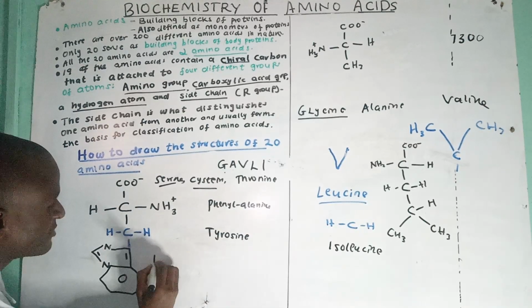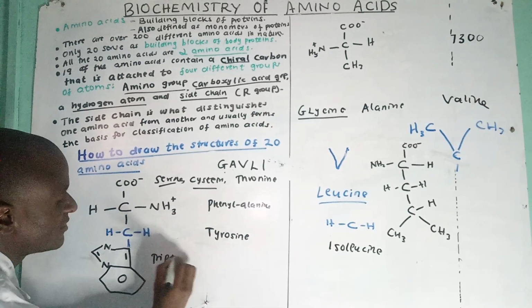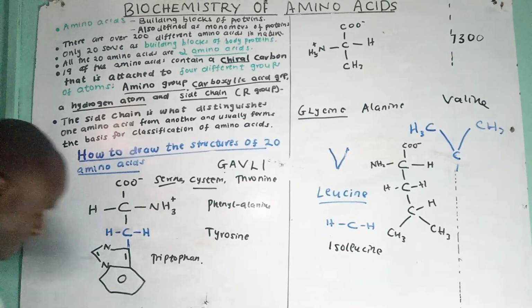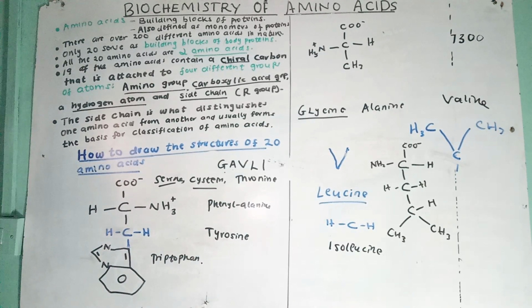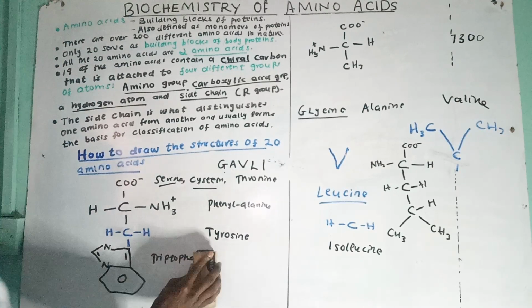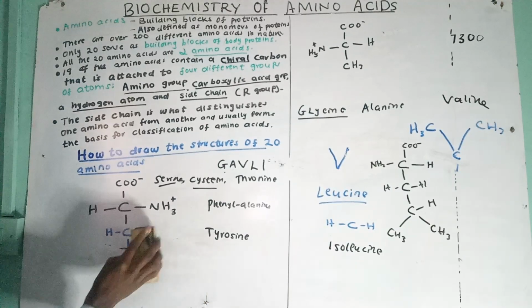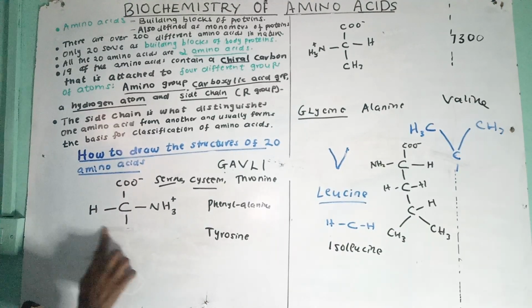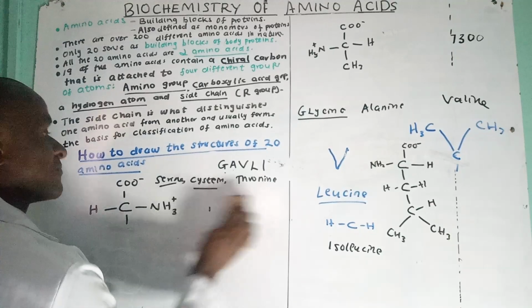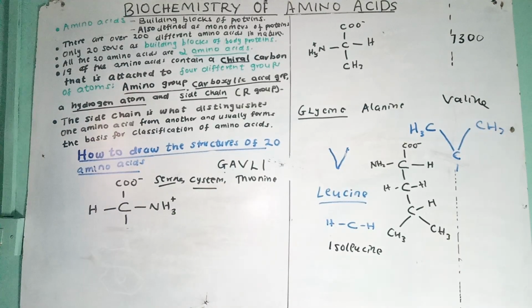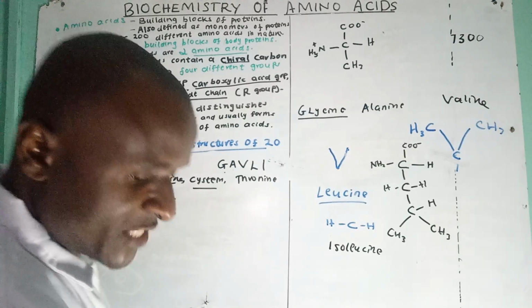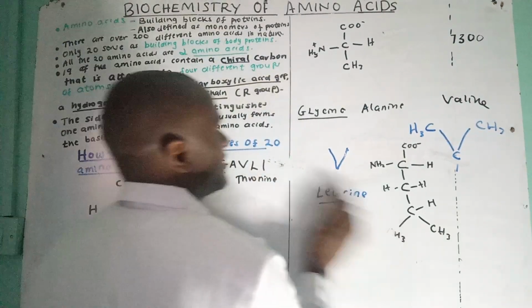So that one becomes tryptophan. So we draw the next amino acids, still basing on this basic structure. So the next groups will be methionine, glutamate, and glutamine. Let me just draw them here.